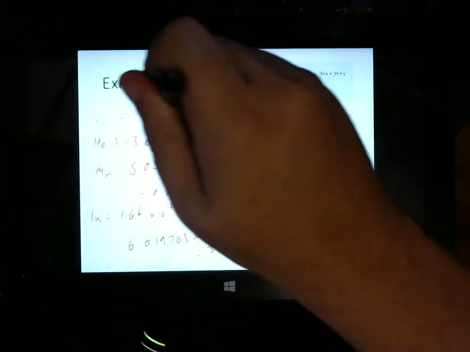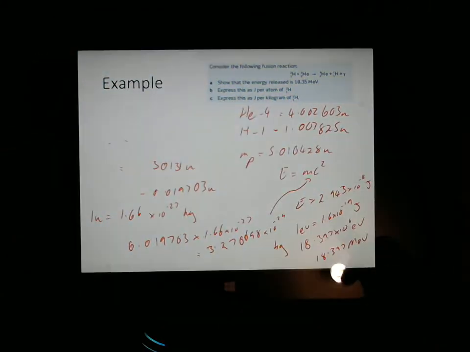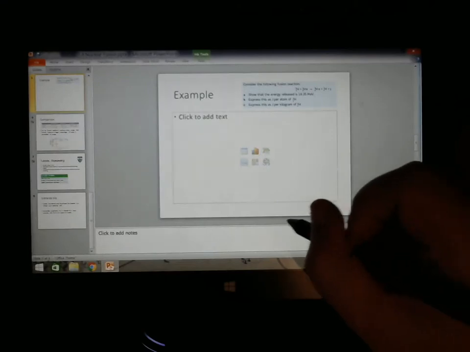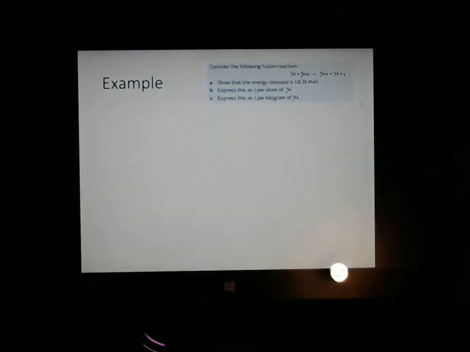Okay, let's go on to part B. Unfortunately, I have to erase this manually. Actually, all I'm going to do is do it the fast way. Discard. And let's recreate it. There we go.